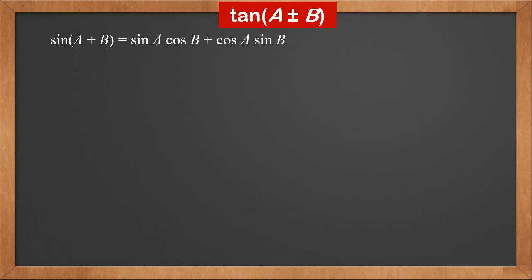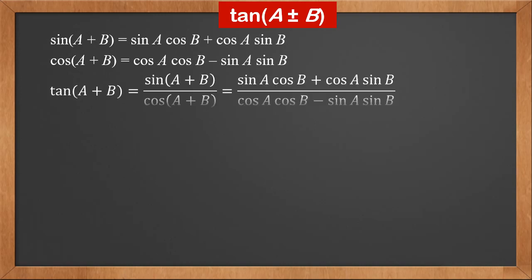Sine (A plus B) is sine A cosine B plus cosine A sine B. Cosine (A plus B) is cosine A cosine B minus sine A sine B. Tan (A plus B) is sine (A plus B) over cosine (A plus B), which is (sine A cosine B plus cosine A sine B) over (cosine A cosine B minus sine A sine B).